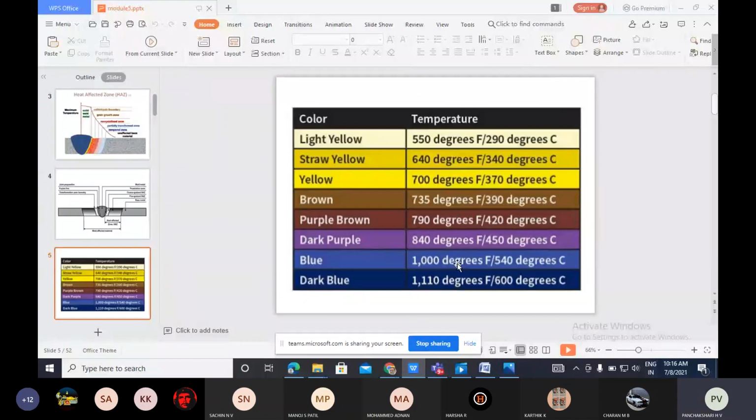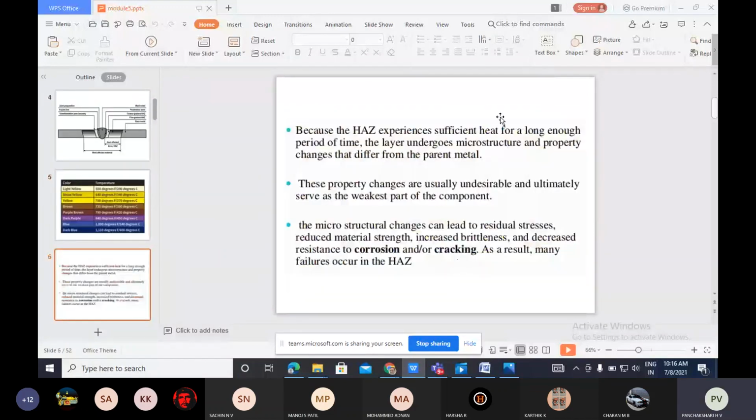Because the HAZ experiences sufficient amount of heat for a long enough period of time, the layer undergoes microstructure and property changes that differ from the parent metal. Parent metal structure is different, and the weld metal structure and heat affected zone metal structure will be different. The reason is the heating and cooling, severe amount of heating. Okay, because of that it is happening.